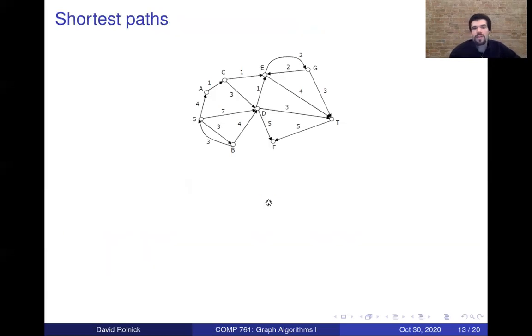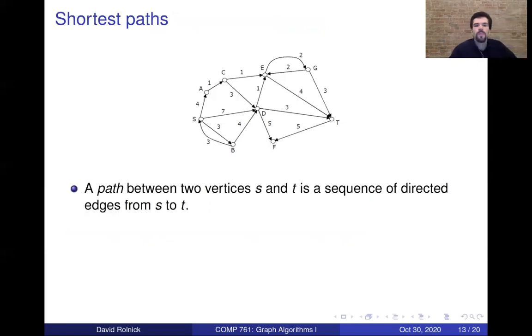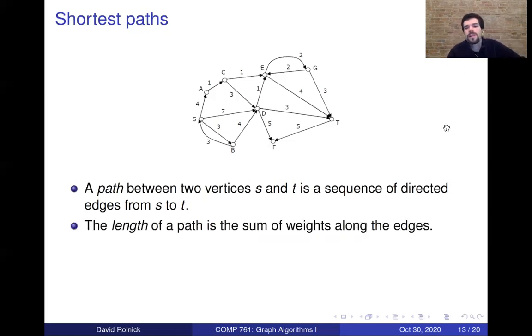So, shortest paths. A path between two vertices, S and T, is a sequence of directed edges from S to T. For example, this is a path from S to T, there to here to here. The length of the path is the sum of weights along the edges. So this path would have length 10, 7 plus 3.